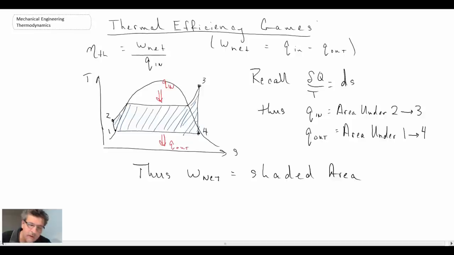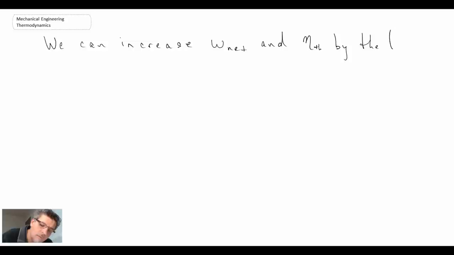So if we want to increase thermal efficiency, notice that thermal efficiency, we have the net work in the numerator. If we want the net work to increase, what we want to do is increase that shaded blue area. So things that we can do to increase that area and consequently increase the thermal efficiency of the Rankine, we can do the following things.